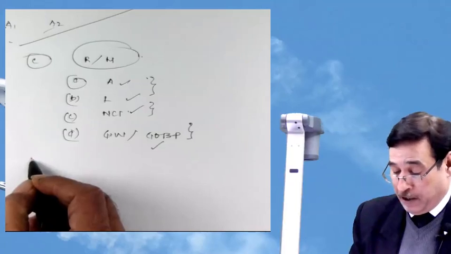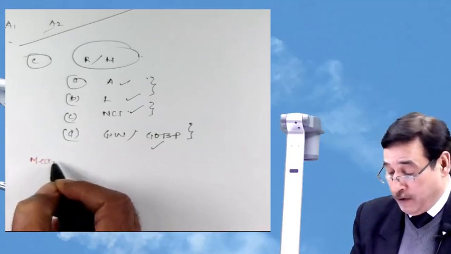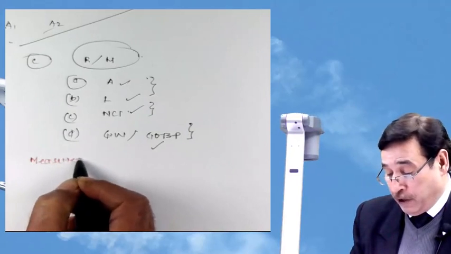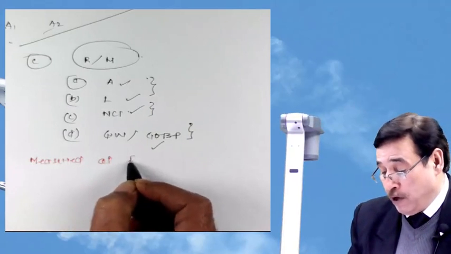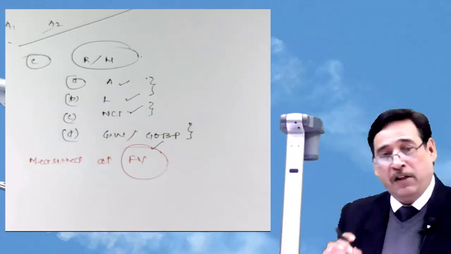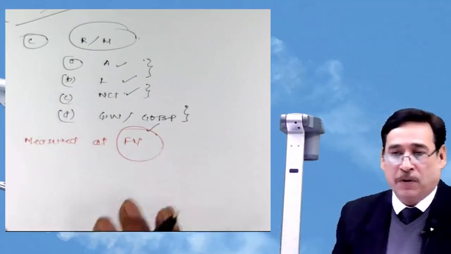In fact, there is a separate guideline which I am writing here itself: shall be measured at fair value. You need not write, I have already told you I am going to write each and every word later on. Show some patience, correct?